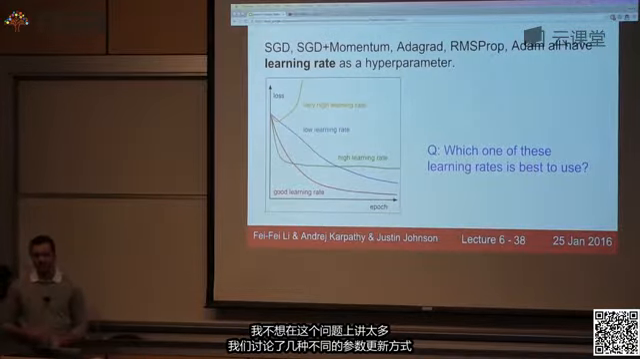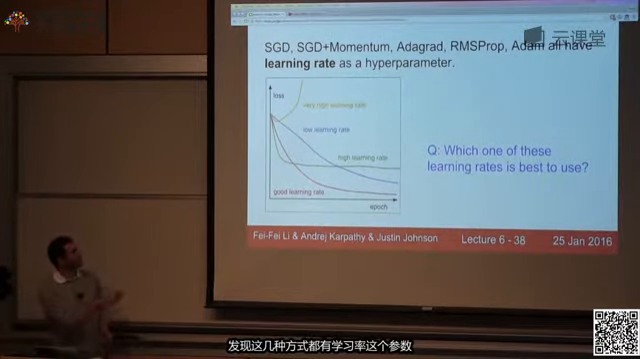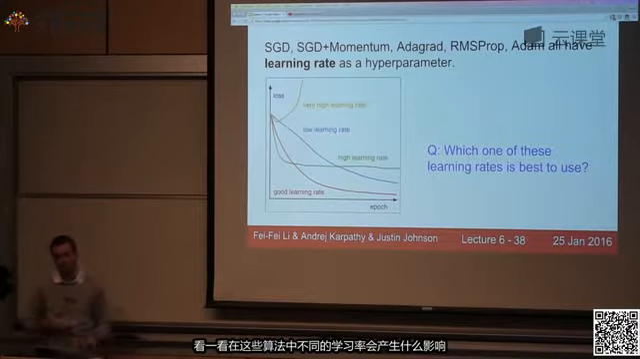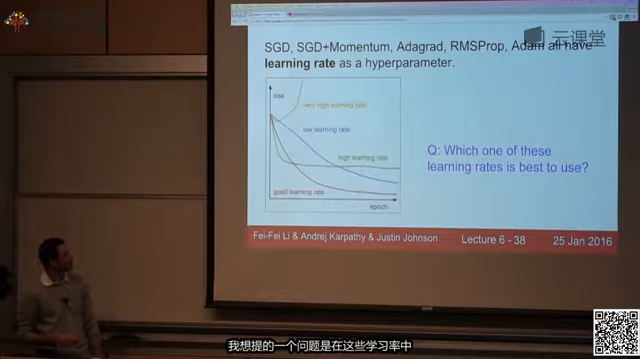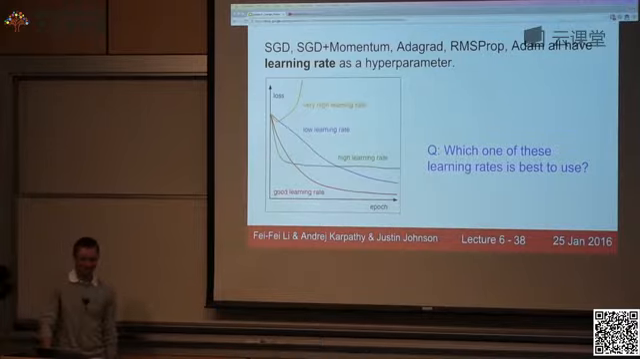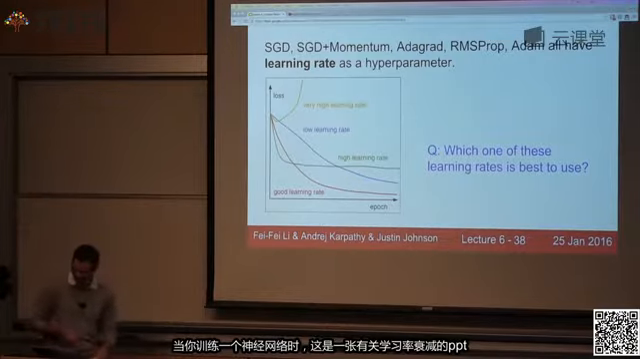Okay, so we talked about several different updates, and we saw that all of these updates still have this learning rate parameter. I just wanted to briefly talk about the fact that all of these still require a learning rate, and we saw what happens with different choices of learning rates for all of these methods. The question I'd like to pose is, which one of these learning rates is best to use? Maybe not a well-formed question. I'm trying to trick you.